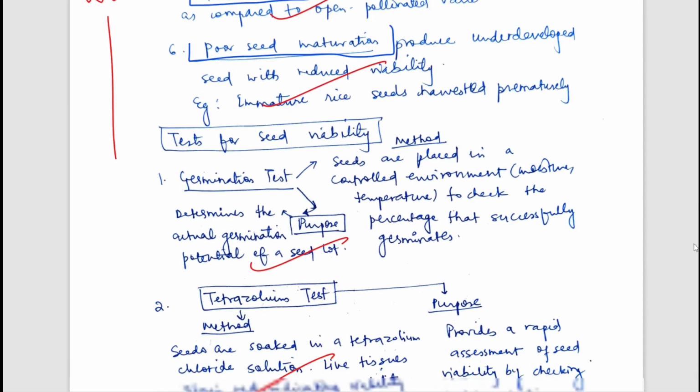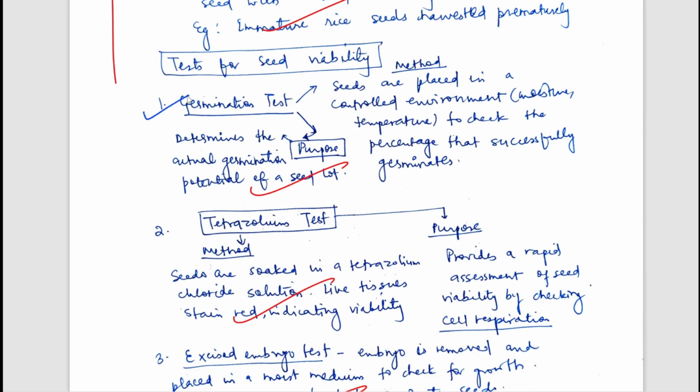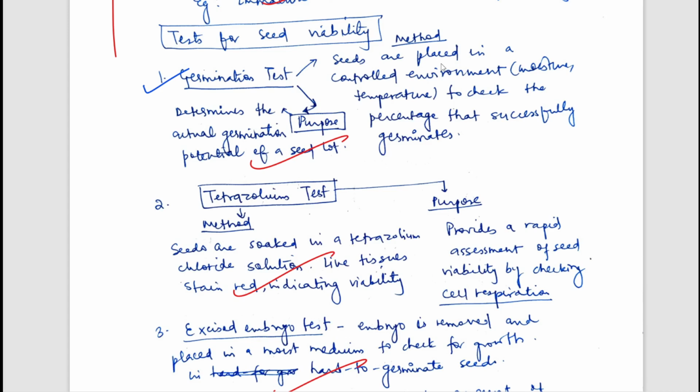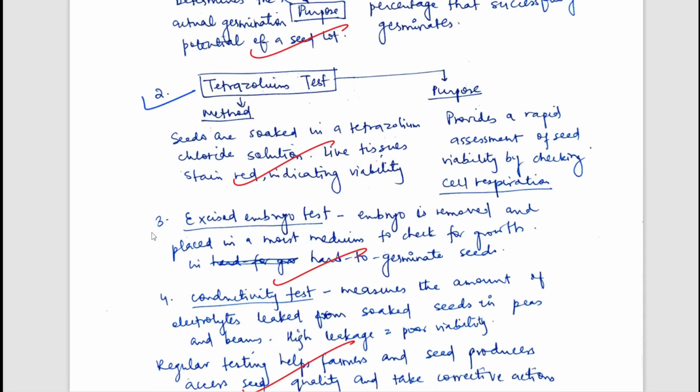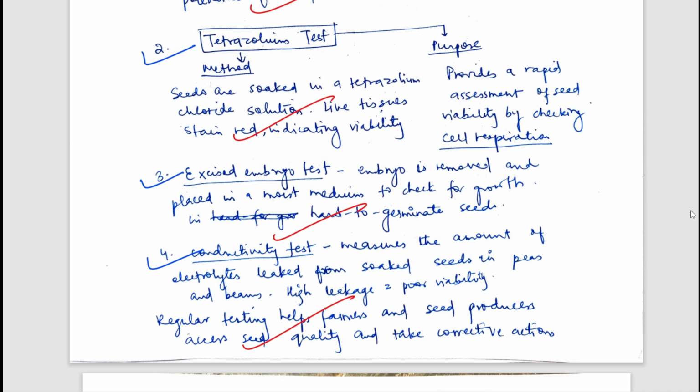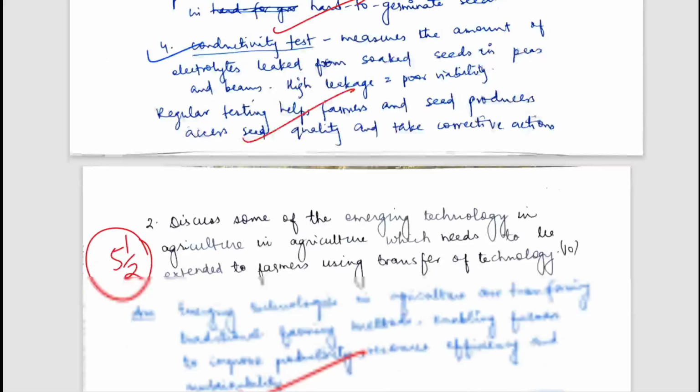Now, what are the tests of seed viability? It could be the germination test. You can pause and read the purpose and method of the germination test. It could be the tetrazolium test. It could be the excised embryo test. It could be conductivity tests. So through all these tests, we can get to know the viability of seeds. Now let's move to the second question.